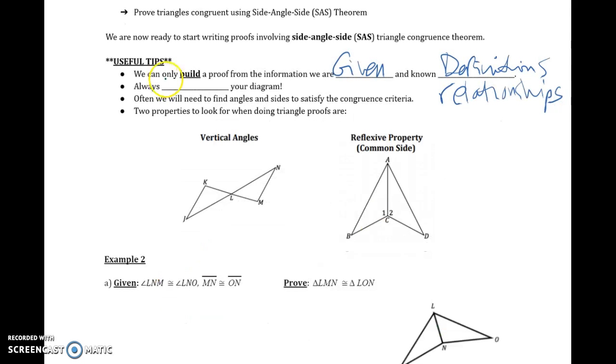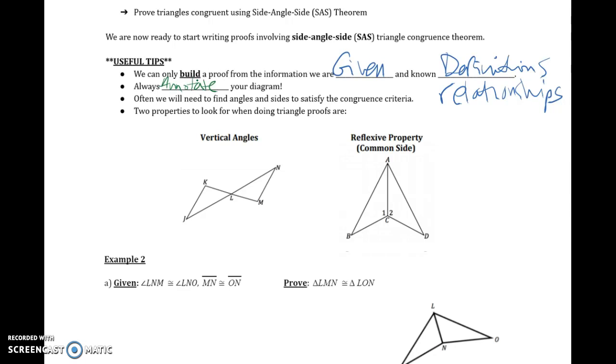It is super important that you always annotate your diagram, all right? Mark your diagram with what you know. Sometimes you might need to redraw the triangles that you're trying to prove congruent and mark them with what you were given. That way you can look for what information you still need in order to use one of the theorems or postulates to prove them congruent.